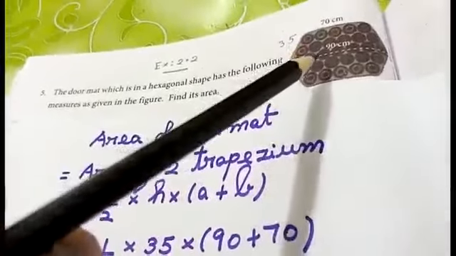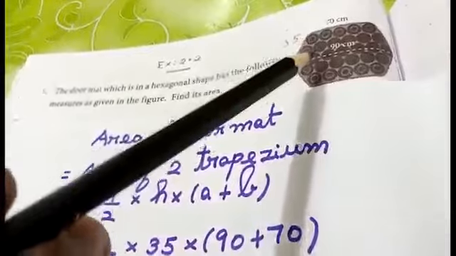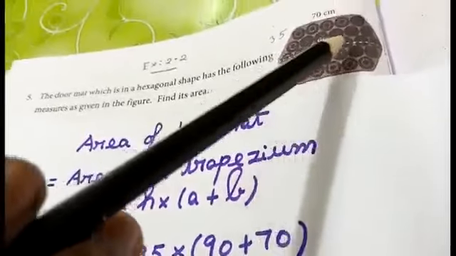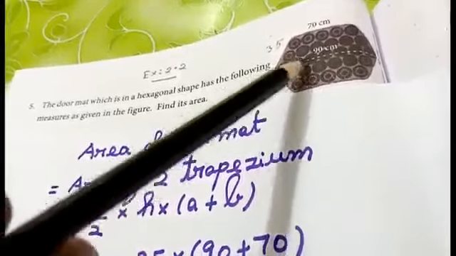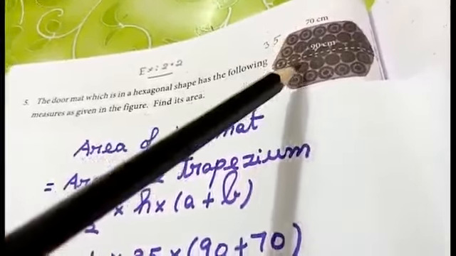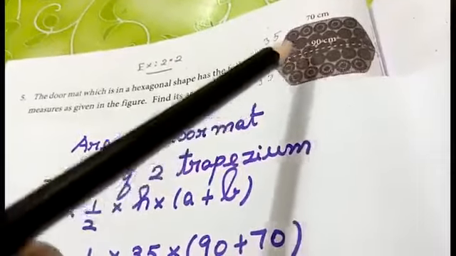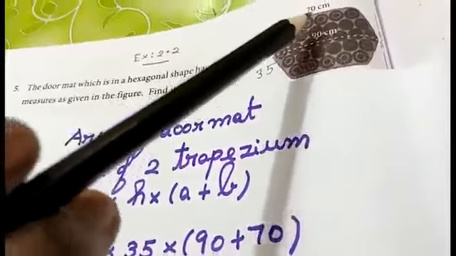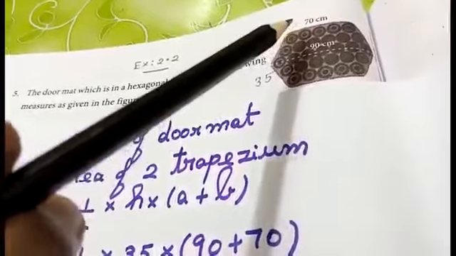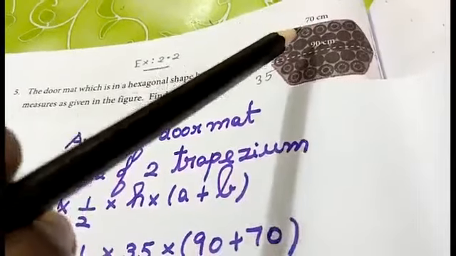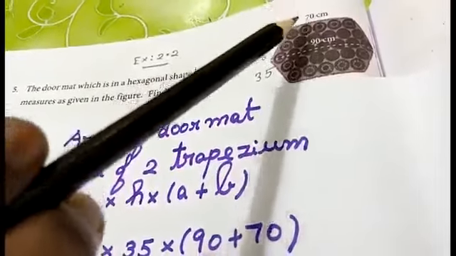I am going to divide this doormat into two parts. In the middle they have drawn a dotted line. If you notice, the figure is divided into two parts and the two shapes represent the trapezium. In this trapezium, first we are going to see this 70 centimeter and 90 centimeter is considered to be the two bases for the trapezium. So I am going to take them as A and B.